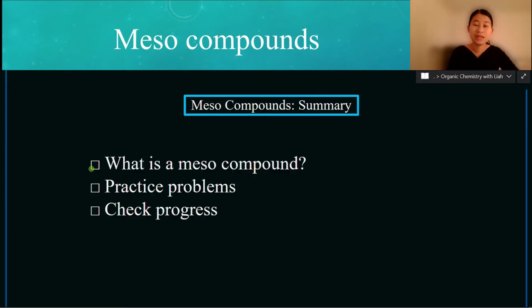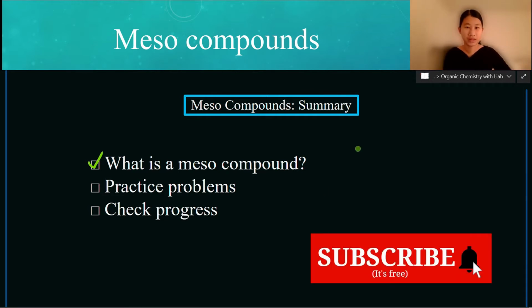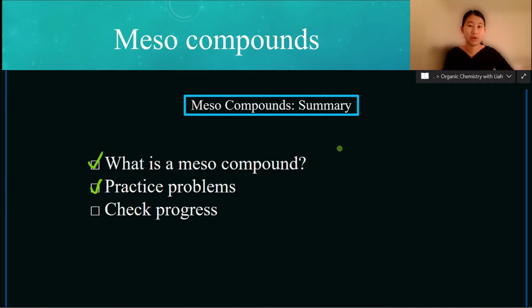So, in under half a minute, here is a summary of this video. First, we're going to go over what a meso compound is. We're going to go over the characteristics and some things to look out for. Next, we're going to run through some examples to identify whether a compound is a meso compound. And finally, I will provide you with two molecules to determine for yourself whether they are meso compounds.